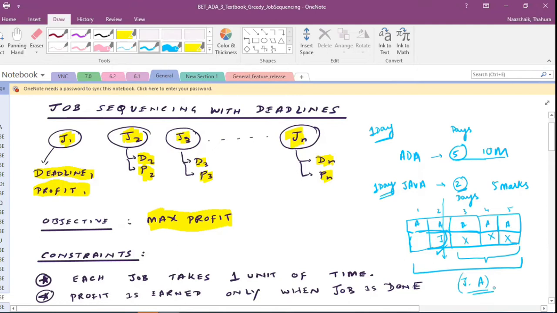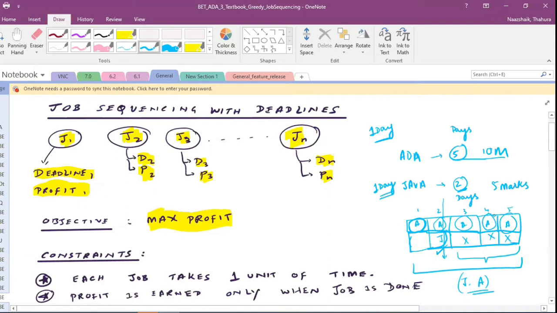Is that correct? Any subject or any job takes only 1 day. But why have I put ADA 5 times here? It takes only 1 day, right? Why did I put it 5 times?